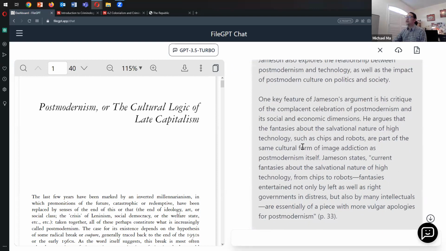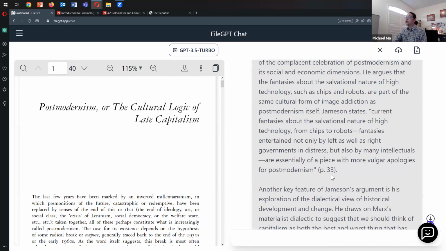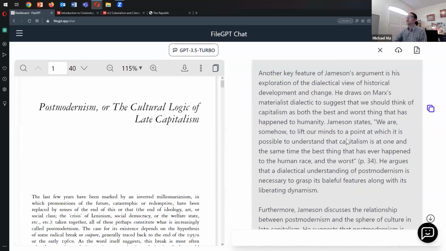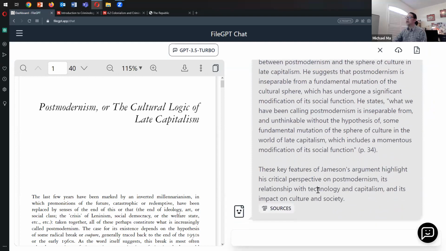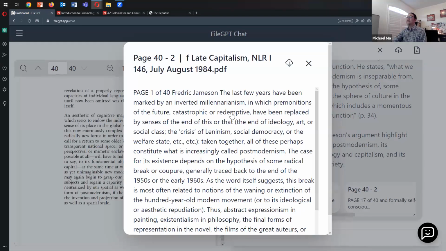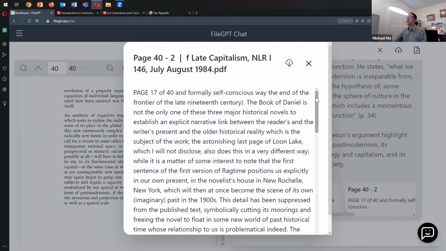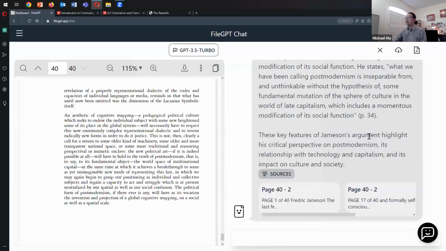Okay, one key feature, yes, and then the machine cites current fantasies about salvation, nature, high technology, and so on. I think that's, I don't know if that's page 33, but that's certainly a sentence I remember from the text. Another key feature of Jameson's argument is this exploration of a dialectic view of historical development and change. He draws on a Marxist, yes, correct. Okay, and then what are the sources? It's here, the ideology, and then it's here as well. So there are two passages that it's identifying as the main passages it is deriving the answers from. So in that sense, I think it's very good.